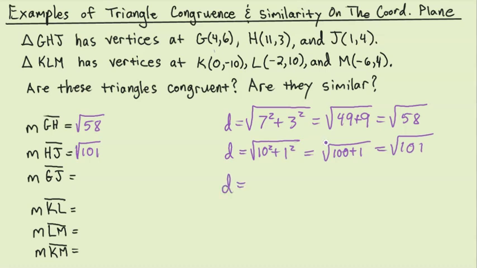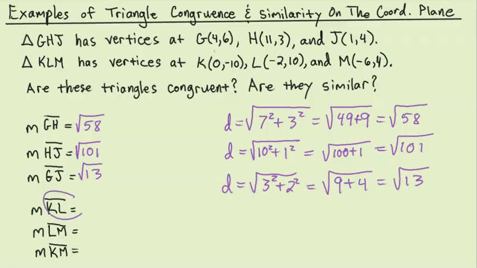Now let's do the distance of side GJ. So we're going from 4, 6 over to 1, 4. So our x's are 4 and 1. How far is it from 4 to 1? 3. So we'll put 3 squared plus. How far is it from 6 to 4? 2. So we'll do 2 squared. And so that's going to be the square root of, well, 3 squared is 9 plus 2 squared is 4. And so we're going to have the square root of 13. Okay, so GJ is the square root of 13.